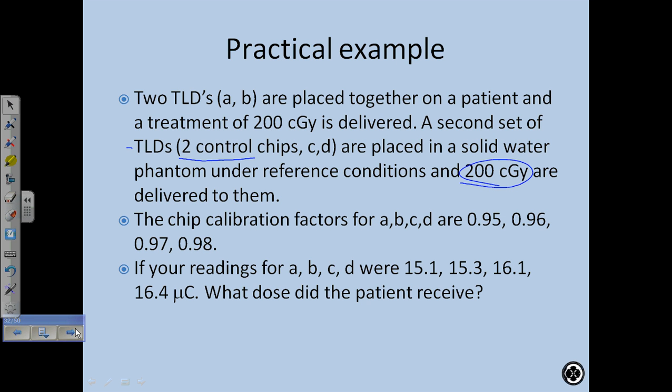Imagine if you're using 2 chips on a patient, and one responds differently than the other one does. You need some numerical way of normalizing them so that you take the dependence out. That's what these are. So now your readings for A, B, C, D are those many microcoulombs. What is the dose to the patient? That's going to be your assignment, and so that's on the assignment.